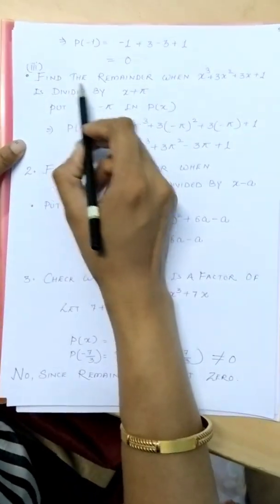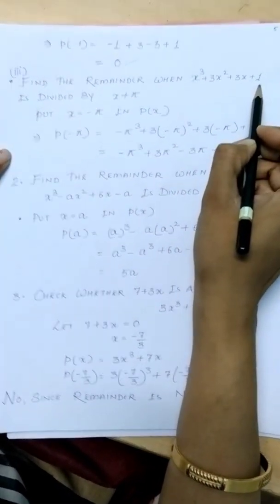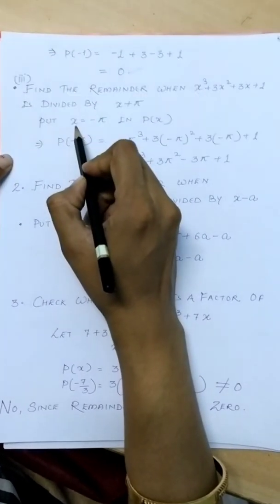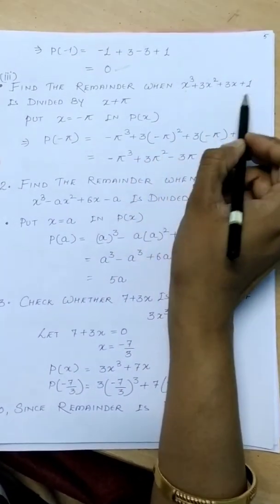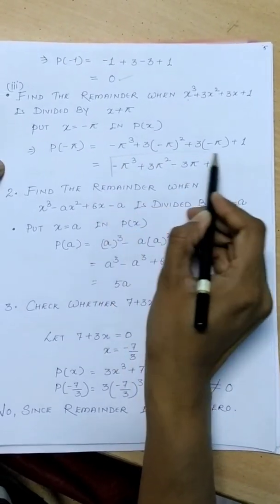Now next one is find the remainder when x cube plus 3x square plus 3x plus 1 is divided by x plus pi. So now we'll put x equal to minus pi in this polynomial. So in place of x, I am putting minus pi, and the remainder will be this.